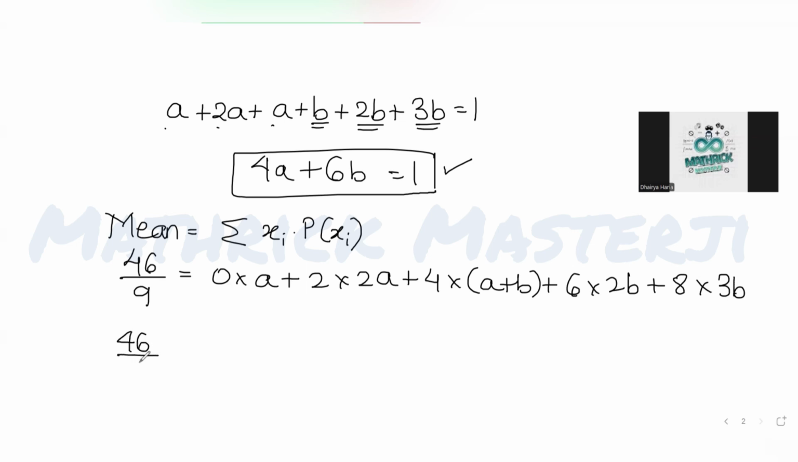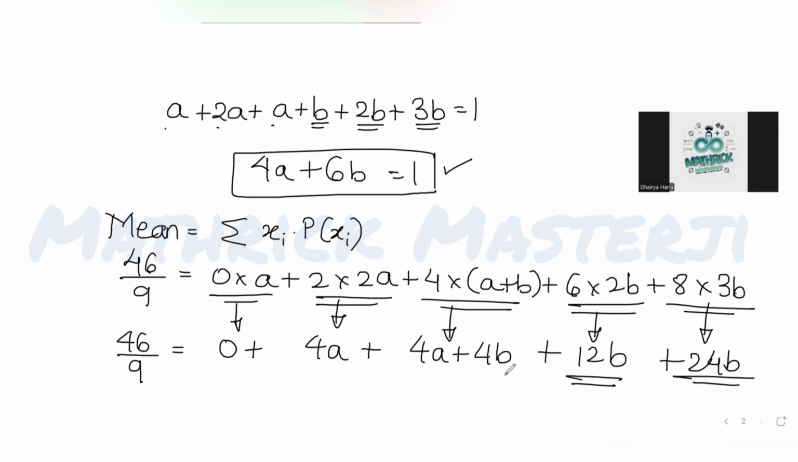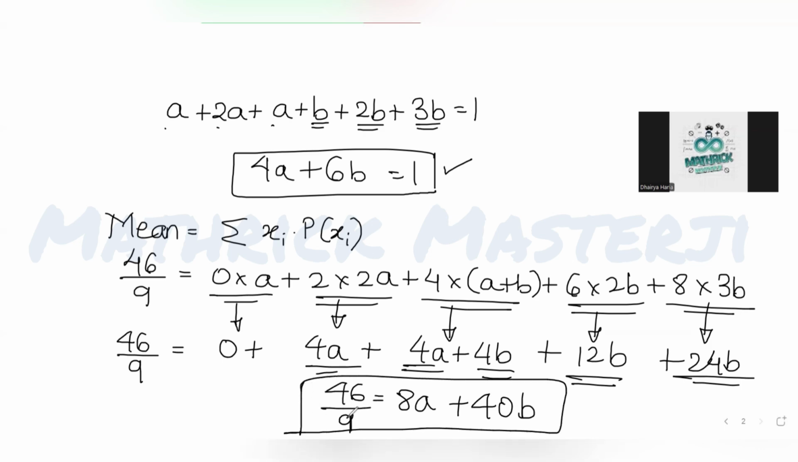So 46 over 9 equals: this becomes 0, this becomes 4A, this becomes 4A plus 4B, this becomes 12B, and this becomes 24B. So 24 plus 12 is 36, plus 4 is 40B, and 4A plus 4A is 8A. So 8A plus 40B equals 46 over 9.